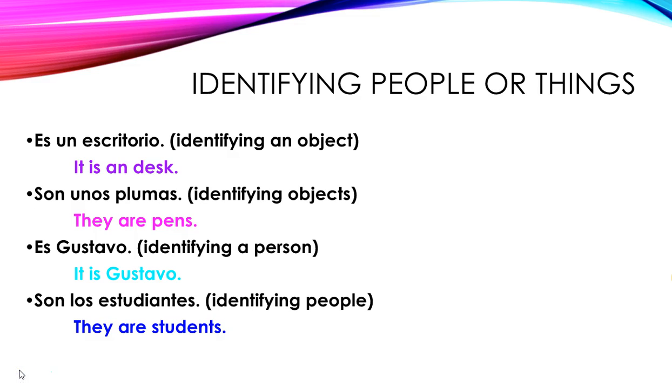Es un escritorio is an example of identifying an object. Son unos plumas is an example of identifying more than one object. Es Gustavo is an example of identifying a person. And son los estudiantes is an example of identifying people.